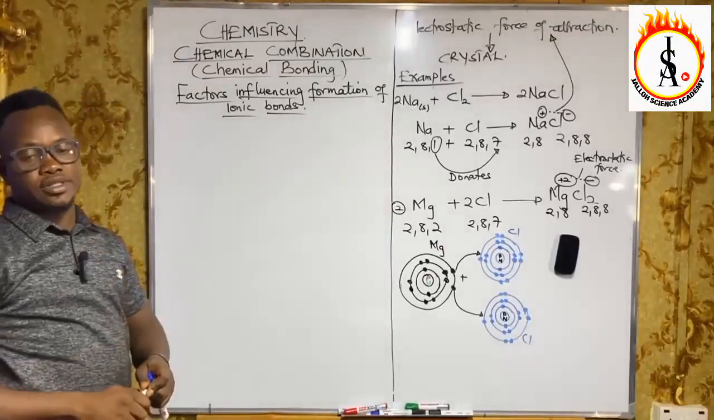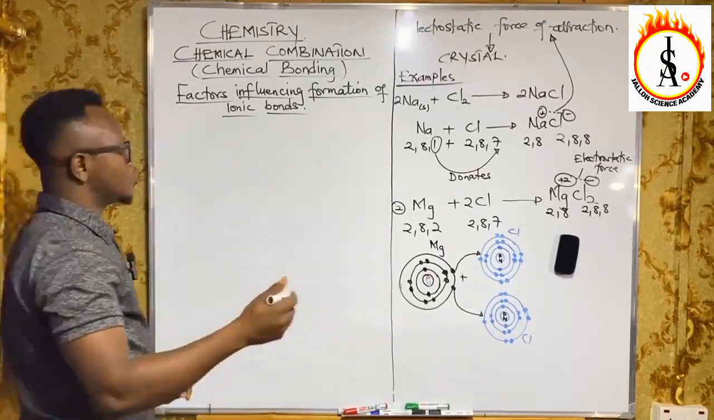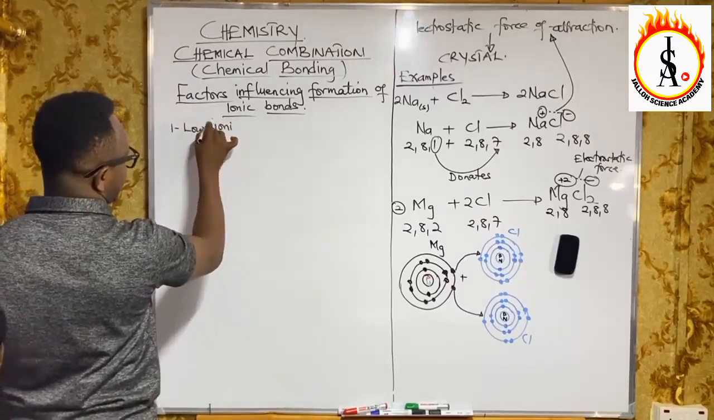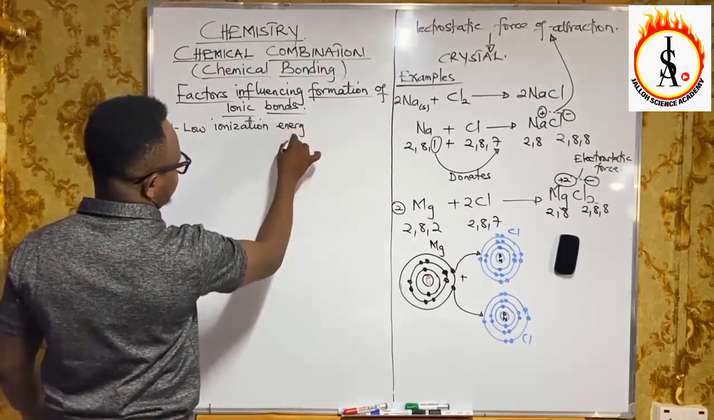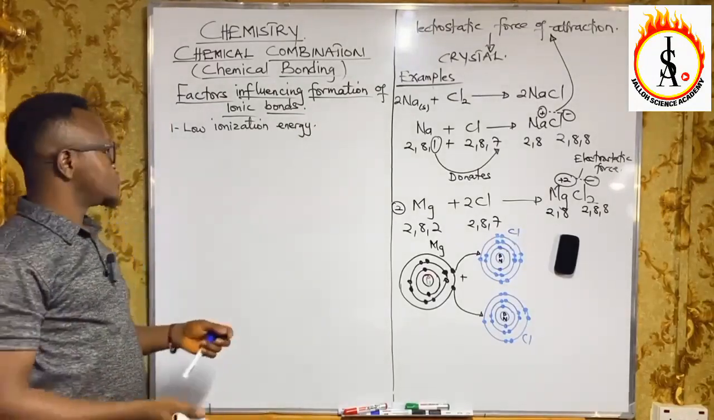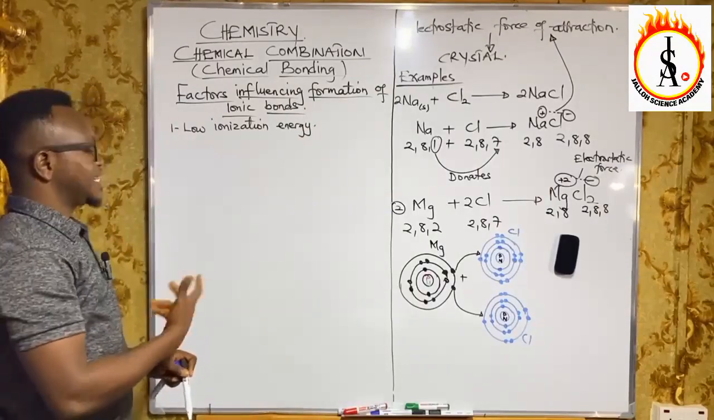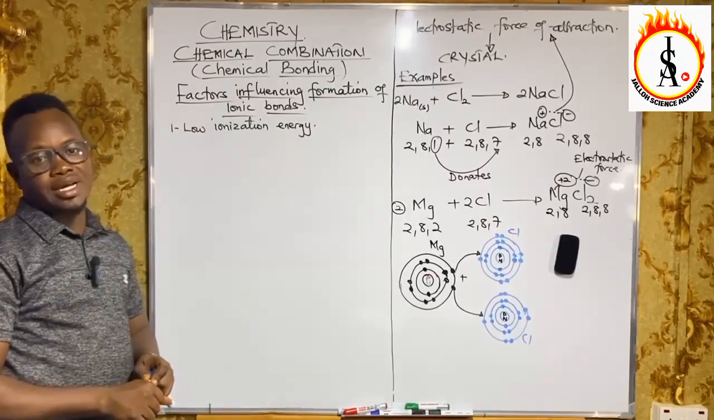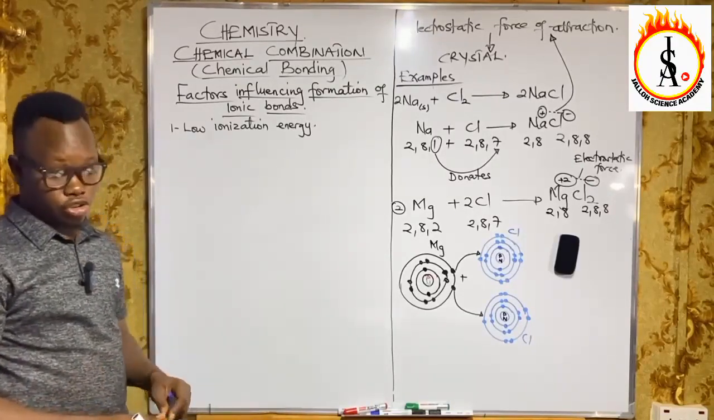The factors influencing the formation of ionic bonds. One of them we are going to look at is low ionization energy. Low ionization energy being one of the factors. And ionization energy is the minimum amount of energy that is required to pluck an electron from an isolated gaseous atom, or to remove an electron from the valency shell of an isolated gaseous atom.